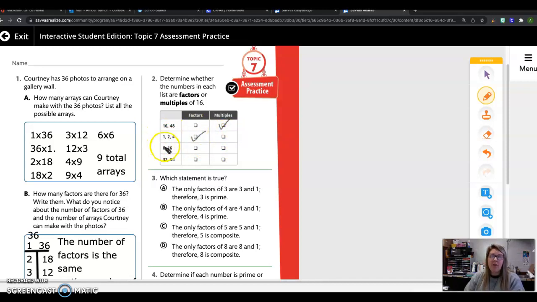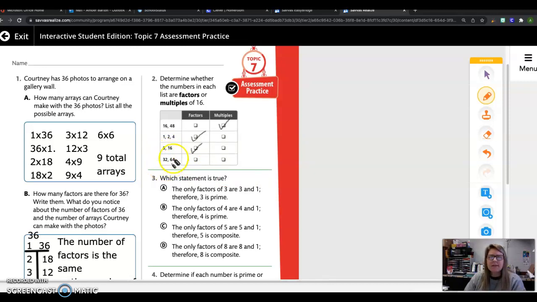Good. Now, let's look at this next set right here. We have 8 and 16. Can we multiply 8 by something to get to 16? Yes, we can multiply by 2. What about 16? Yeah, we can multiply 16 times 1 to get to 16. So that means that 8 and 16 are what? They are factors of 16. Good. No, we were just trying to get to 16.